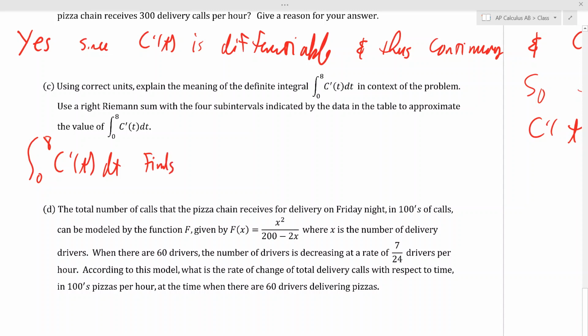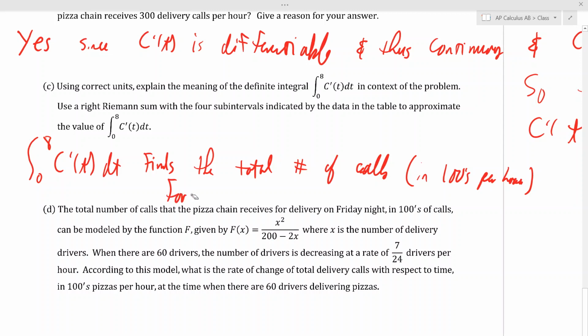So when you integrate C prime of t, it's going to find the total number of calls, in hundreds, from t equals 0 to t equals 8. That's what the integral of a derivative tells us, the total number of things that happen, the total amount of change. Okay, and then it says use a right Riemann sum with 4 subintervals to approximate this.